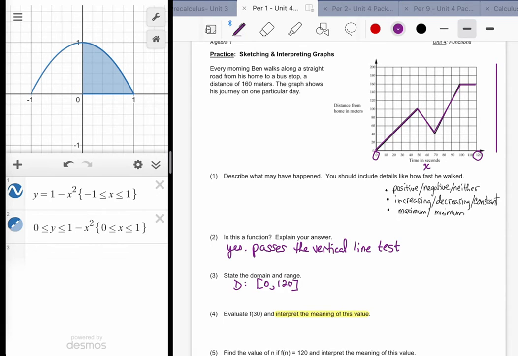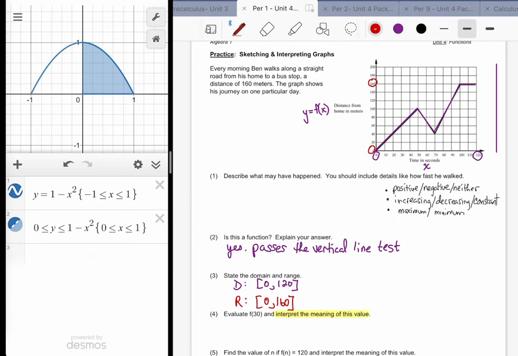Now, the range is the extent of the y values. All right, so on the y-axis, we're looking at y equals f of x. All right, so the lowest and highest possible y values for which the graph exists, and everything in between, appears to be 0 to 160. So that would be my range.